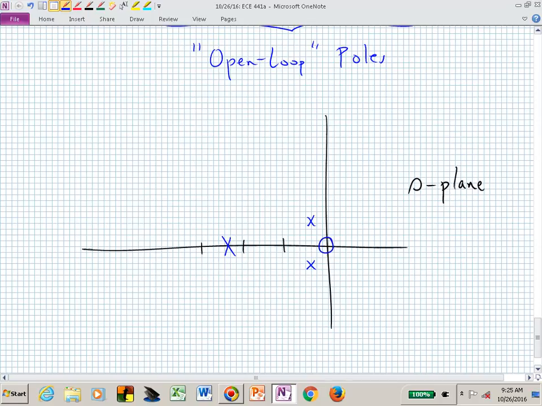How many zeros do you have? You have 1. What's the pole zero excess? How many more poles do you have than zeros? 2.